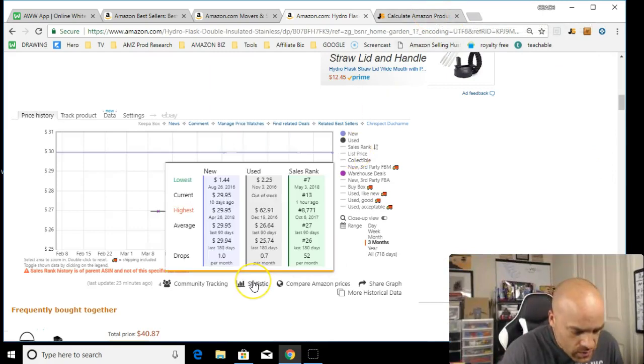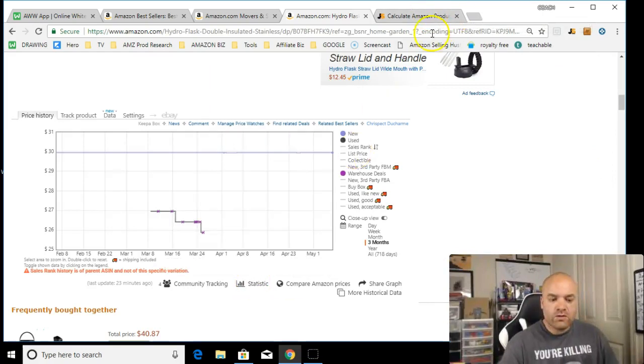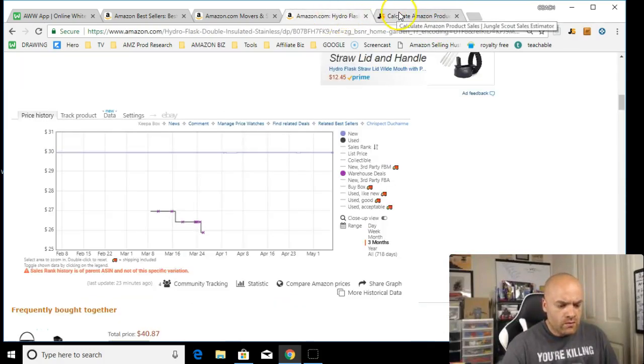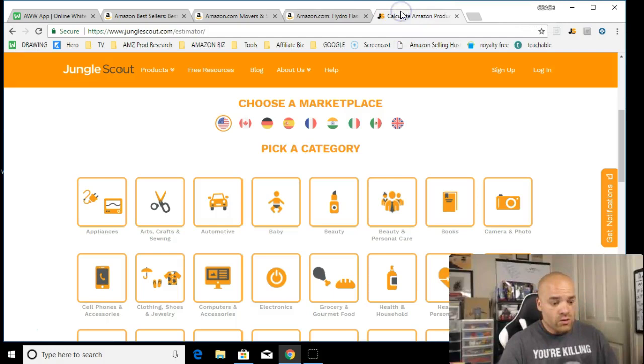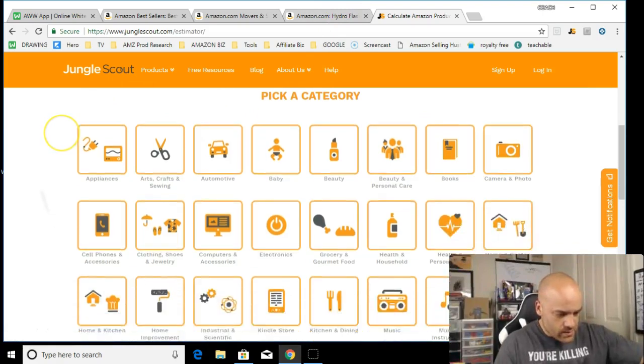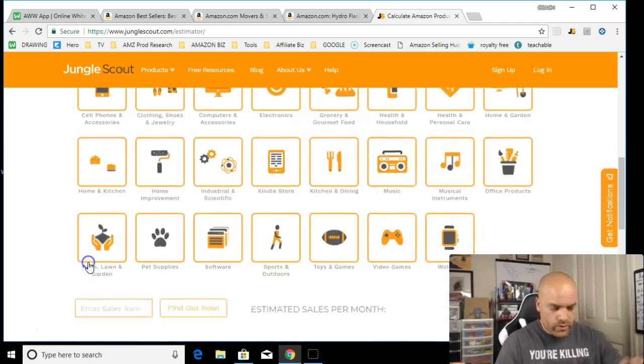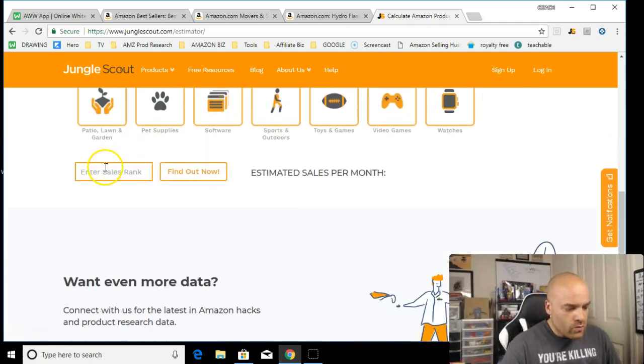Okay, so his current rank, number 7 or number 13, whatever it is, we want to go here, and so we're in home and improvement. So now you want to go to junglescout.com estimator. You want to choose your marketplace. We're in the US. You want to go to home and kitchen, not home and improvement, home and kitchen. Then you want to type in the rank. Let's just say it was number 7, so 7 rank.